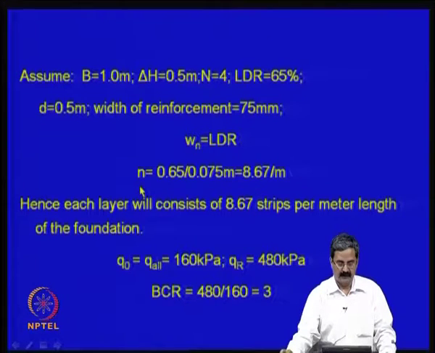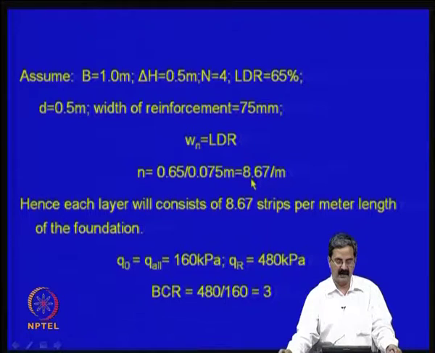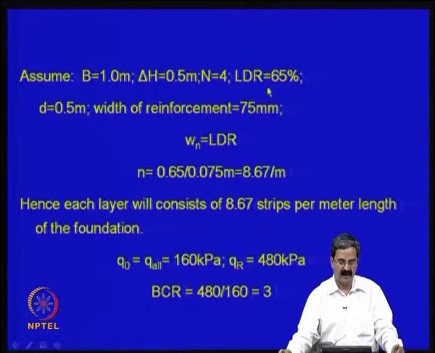So, for the number of reinforcement elements, if I know the width is only 75 mm, in 1 meter I can say 0.65 divided by 0.075, and I will get 8.67 or 9 elements per meter length for this width. You can check. You can always change some of these parameters, it is not an issue.